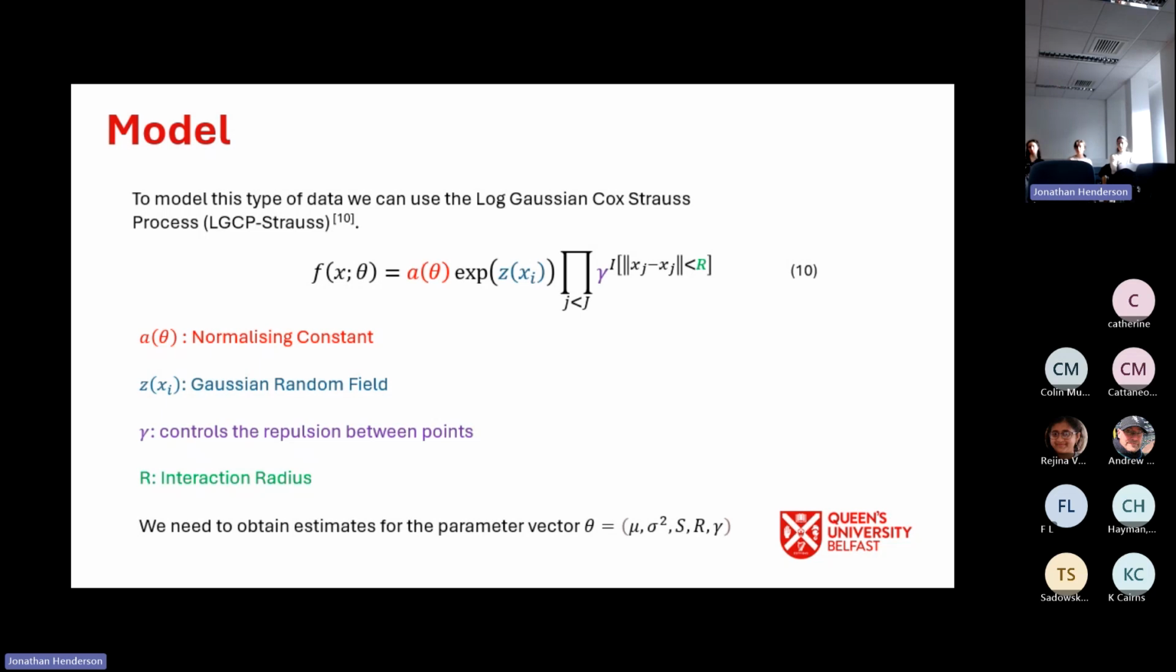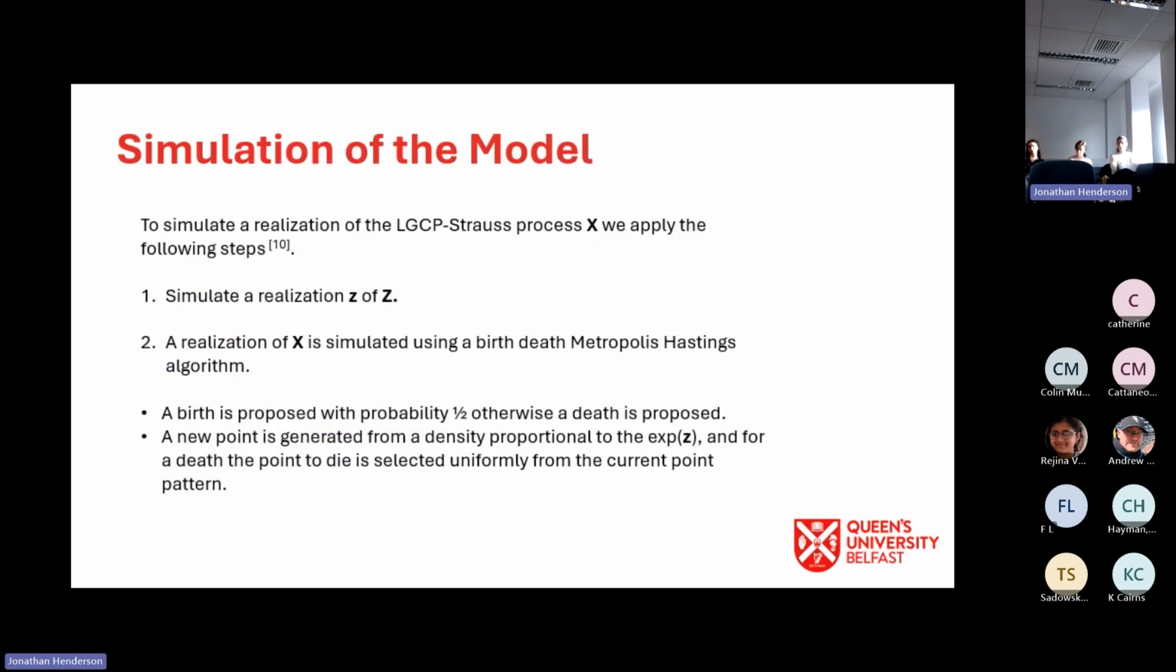So how this actually works is, before looking at that, I need to explain how this model is simulated. So really what we do is we take a realization of our Gaussian random field, and then we apply a birth-death Metropolis-Hastings algorithm. So essentially, there's a probability of half that you will have a birth, and otherwise you will have a death. If you have a birth, then a point will be generated with probability density proportional to the exponential of your Gaussian random field. Otherwise, we'll select a death point using the uniform distribution from the current pattern.